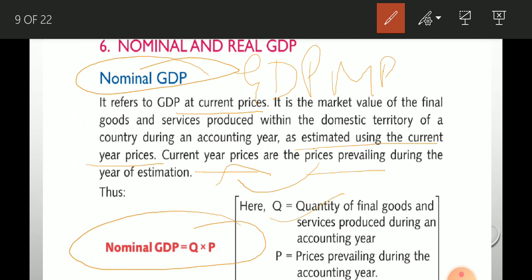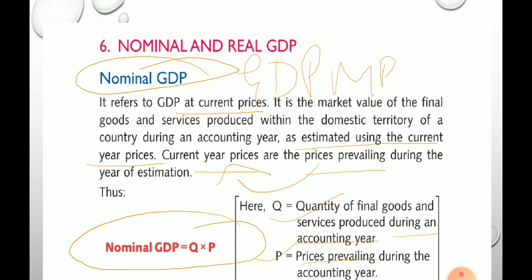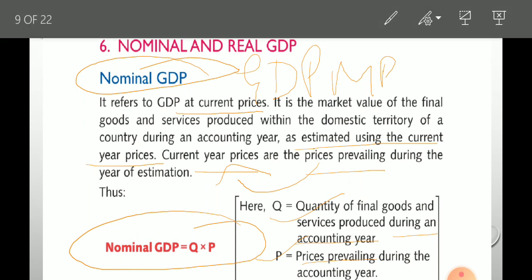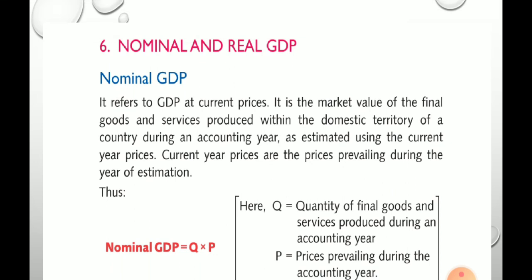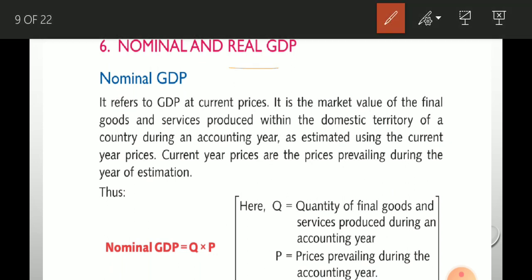Q means quantity of final goods and services produced during an accounting year, and P means present price. Okay, students, now this nominal GDP is not the true indicator. That is why we require the concept of real GDP.